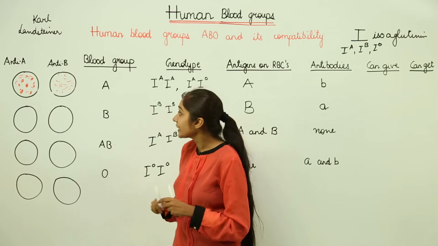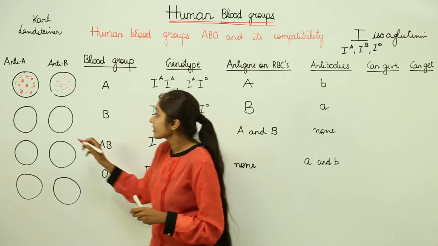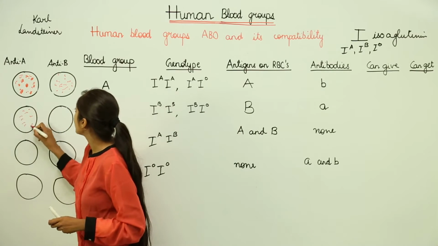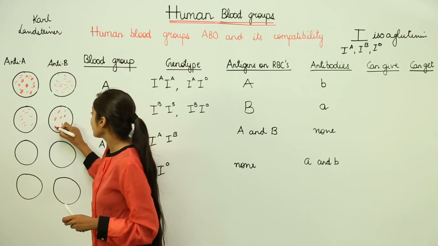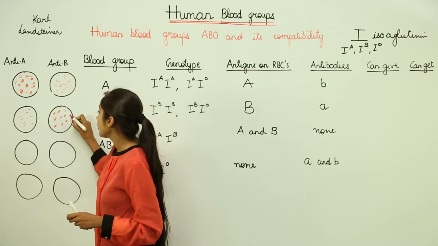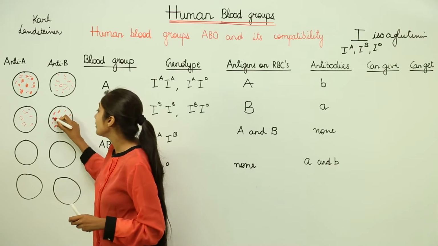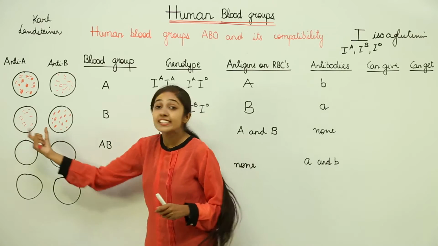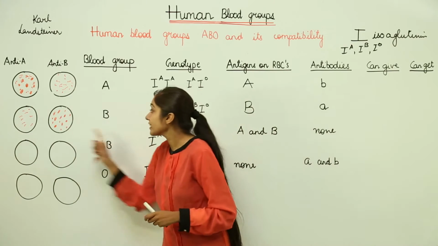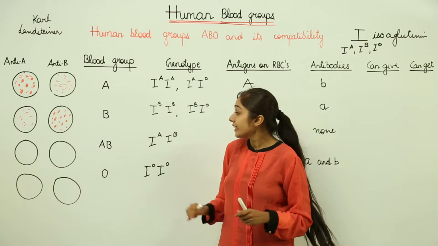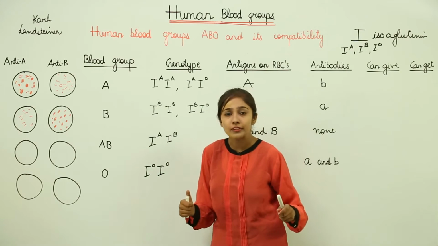Then the next case is for blood group B. Now in this case, same, what is going to happen? The coagulation will be with anti-B serum, and there will be no coagulation in case of anti-A serum. So this also confirms that the blood group is what? It is B.